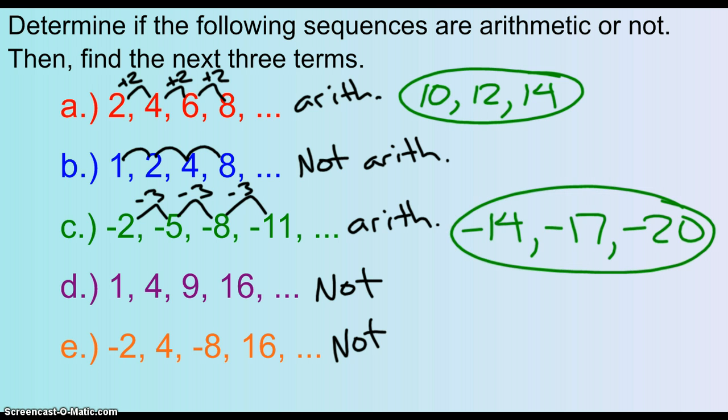So that's how you determine if it's arithmetic and how you find the next three terms. And that's all I've got for this one.